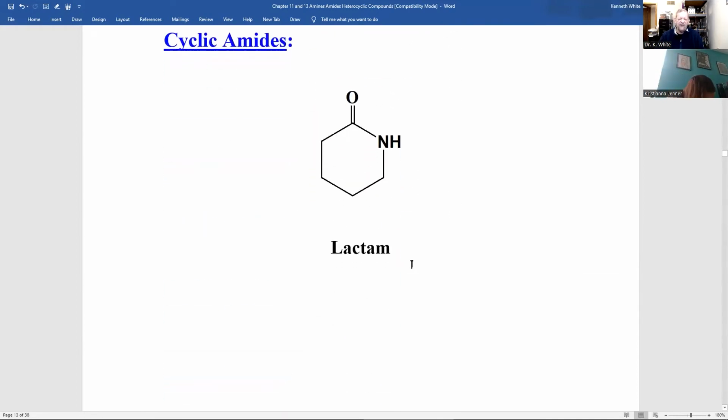Now, for some reason, like esters, when you have a cyclic amide, which you can, notice the nitrogen is attached to the carbonyl here. And this is where these two are connected in the ring. It's called a lactam. And that will never be on a test. But if you have it in other classes, and they say, well, didn't Dr. White talk about it? Well, I did.